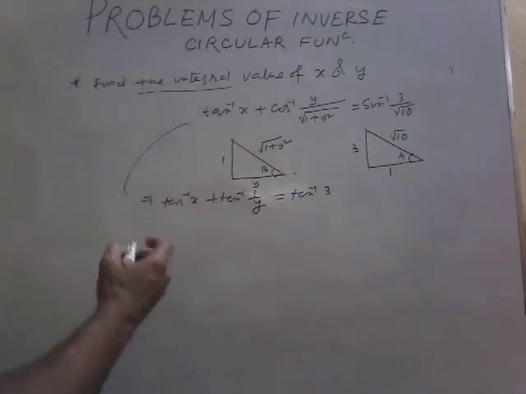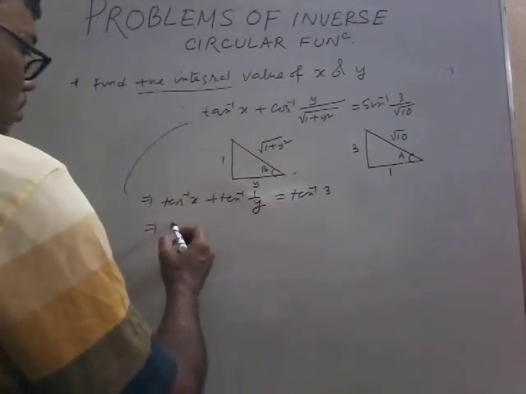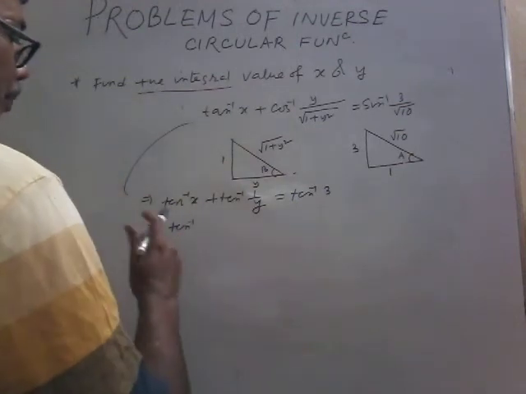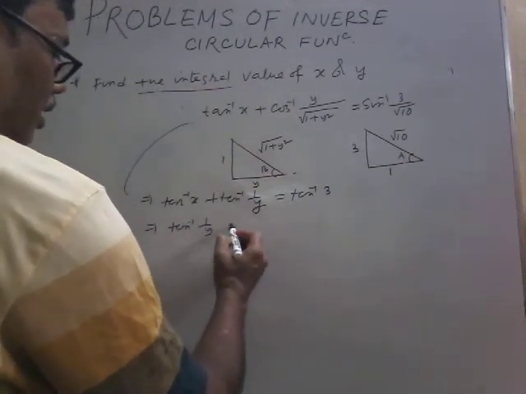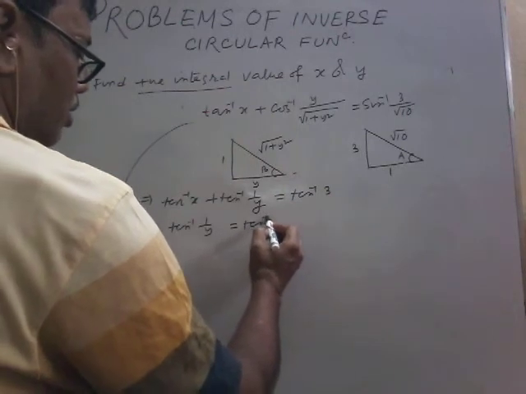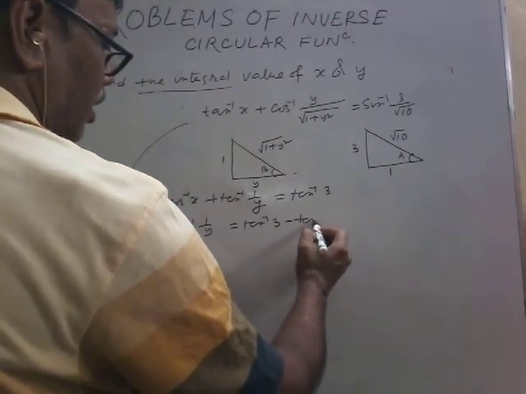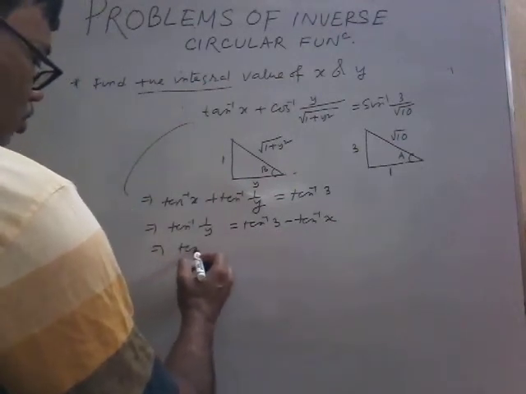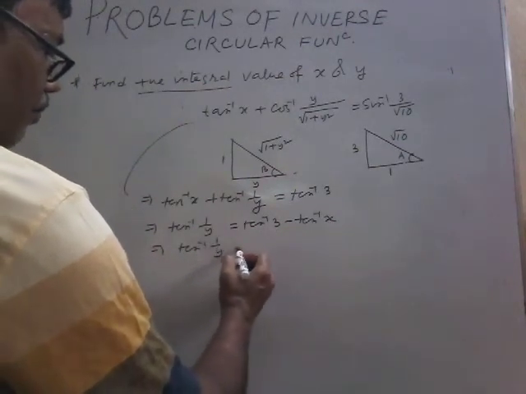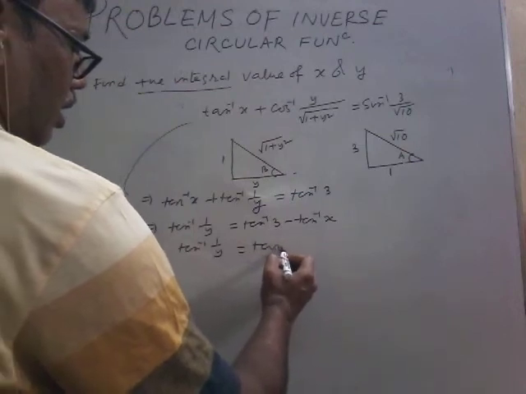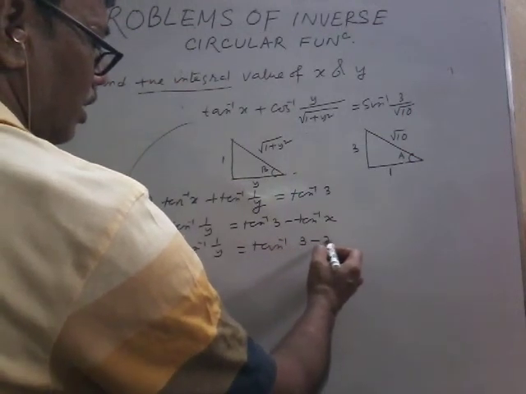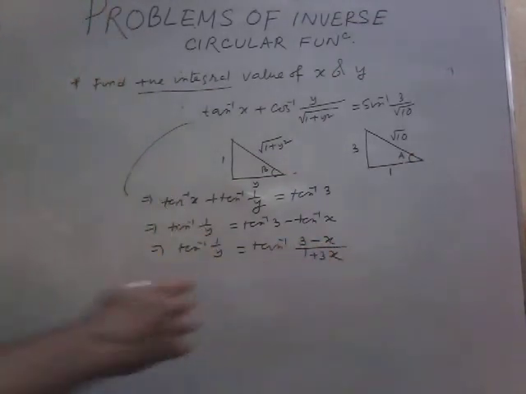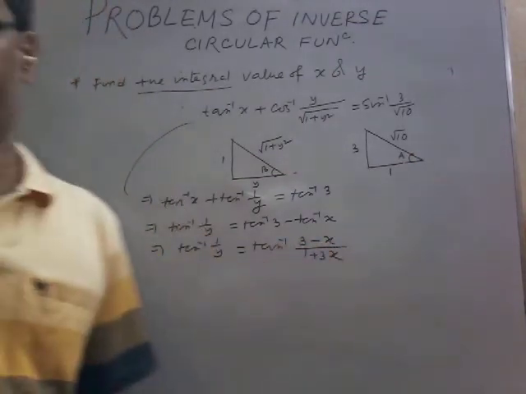Now use the formula. Tan inverse 1 by y equals tan inverse 3 minus tan inverse x. So tan inverse 1 by y equals tan inverse of (3 minus x) by (1 plus 3x).